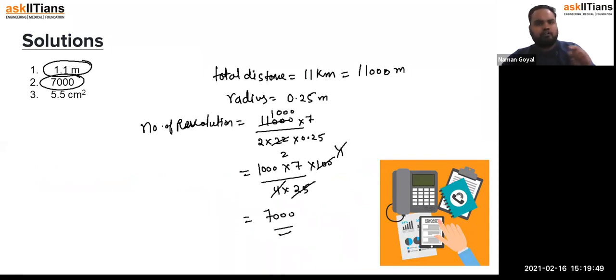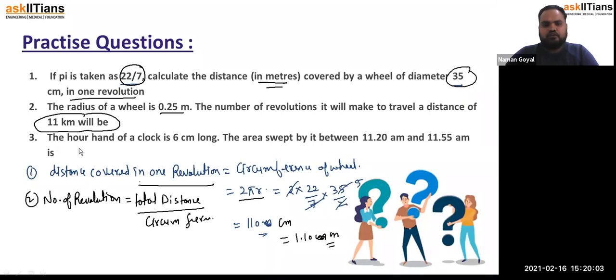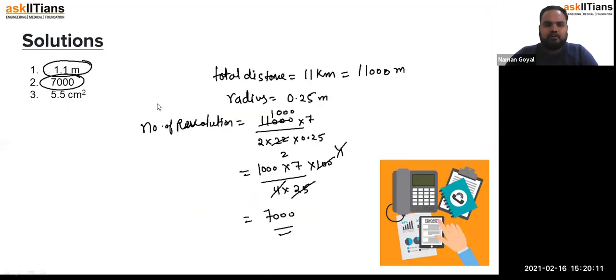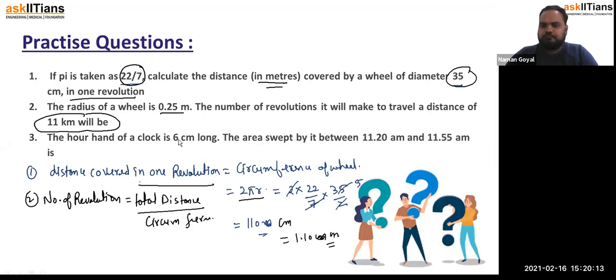The number of questions you practice is directly proportional to the marks you get in your test. So for getting good marks, you have to practice more questions. This question is for your practice. If you aren't able to do this question, then take reference from the earlier question. In this question, the time is changed and the radius is changed, but all the things are the same, the concept is the same.